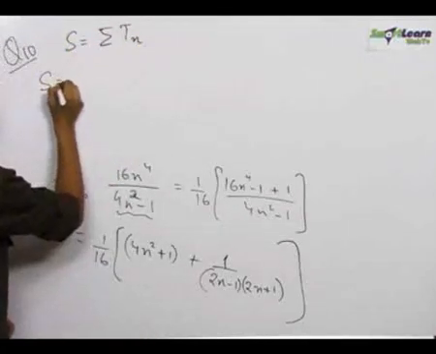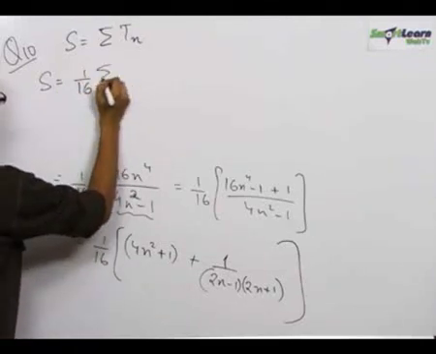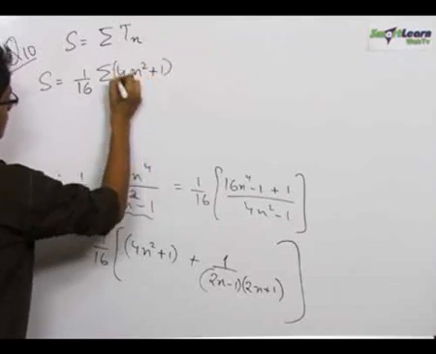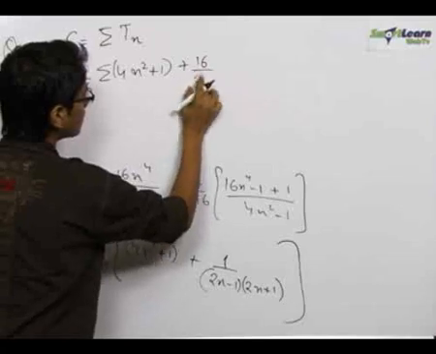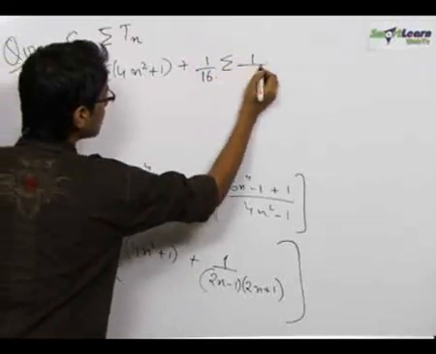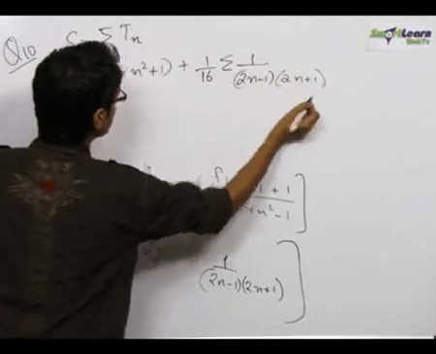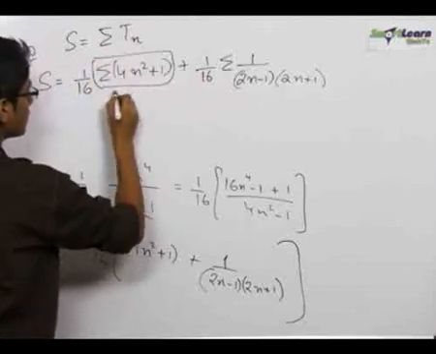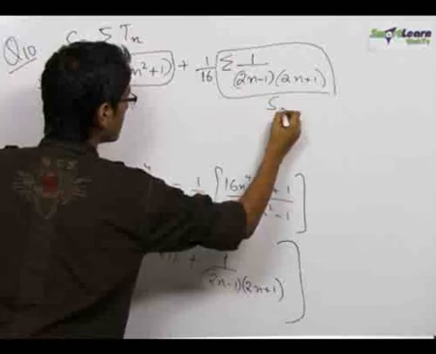So, in order to find S, we just need to get the sum as 1 by 16 times sigma of 4n square plus 1 plus 1 by 16 times sigma of 1 upon (2n minus 1)(2n plus 1). Now, let us call this as S1 and this as S2.